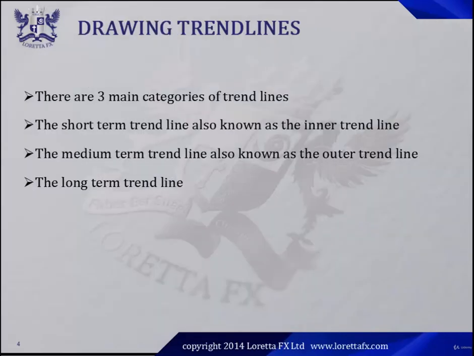Now, there are three main categories of trend lines. We have the short-term trend line, also known as the inner trend line. We have the medium-term trend line, also known as the outer trend line. And we have the long-term trend line. Okay, so there are just three categories of trend line. And later on in the course, I will teach you how to draw these three types of trend lines.